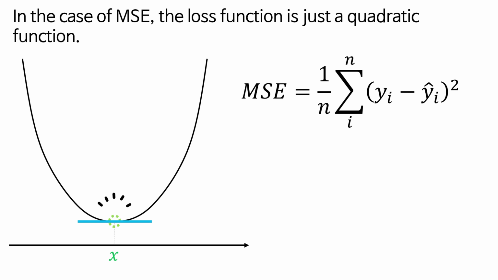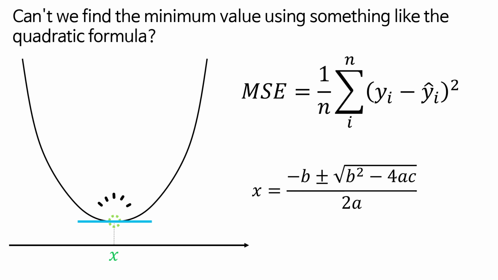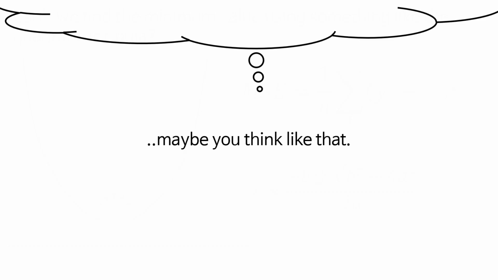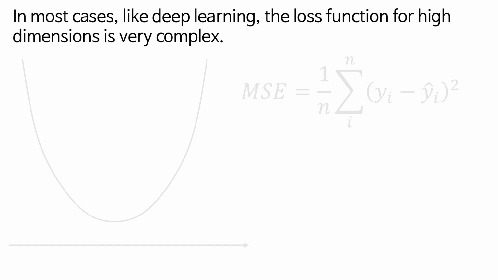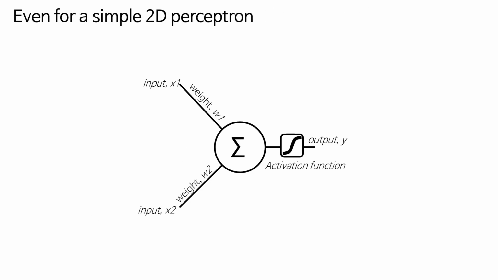smallest. But you might say, in the case of MSE, the loss function is just a quadratic function. Can't we find the minimum value using something like the quadratic formula? Maybe you think like that. But loss functions aren't always that simple. In most cases, like deep learning, the loss function for high dimensions is very complex.